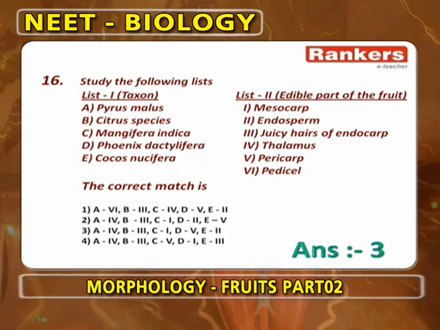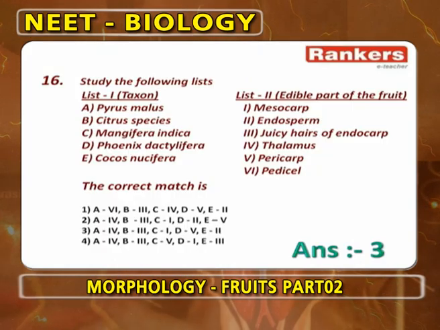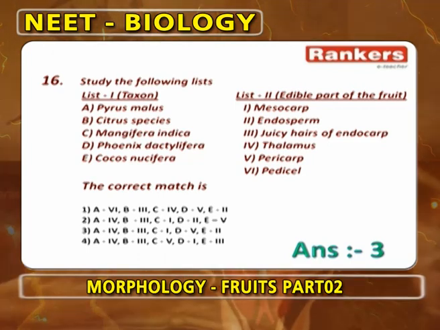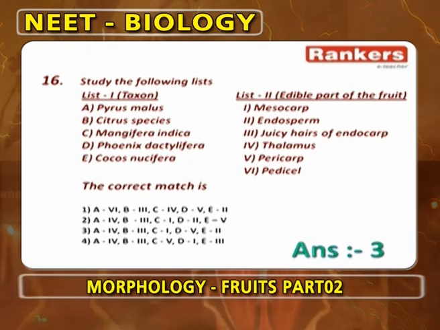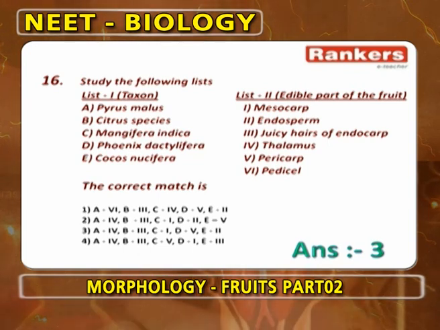Mangifera indica, mesocarp. In Mangifera indica what we eat is fleshy mesocarp. Phoenix dactylifera, total pericarp. Phoenix dactylifera's speciality is that it is a single seeded berry. Cocos nucifera, what we eat is endosperm. Endosperm is edible in Cocos nucifera.